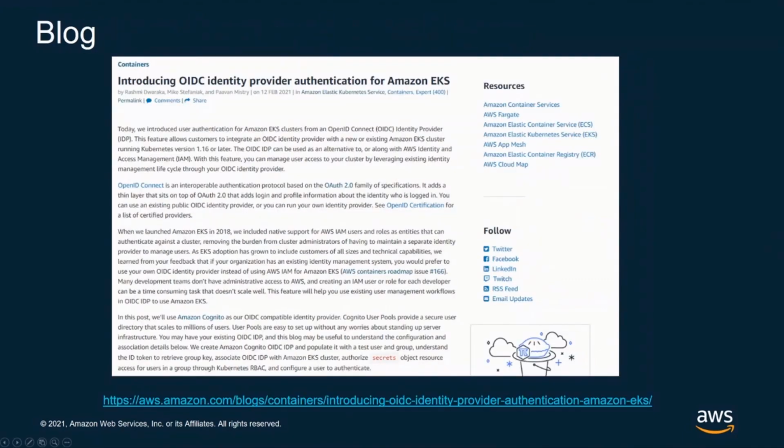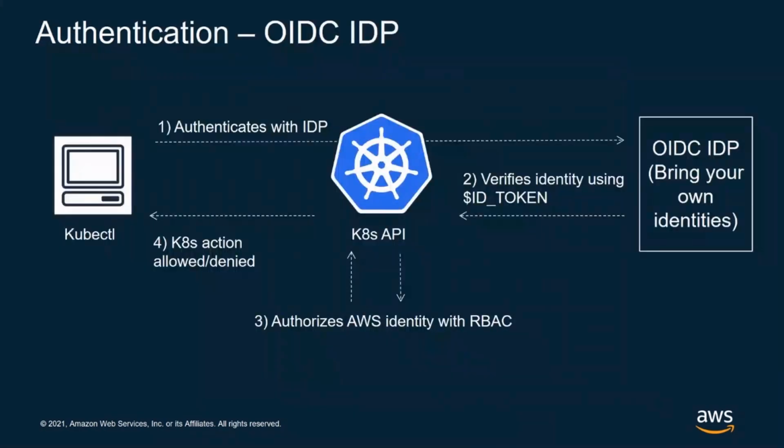To accompany this feature launch, we wrote a blog post to introduce and explain this feature as well. So feel free to refer to this blog. All right, so OpenID Connect is an interoperable authentication protocol based on the OAuth 2.0 family of specifications. It adds a thin layer that sits on top of OAuth 2 that adds login and profile information about the identity who is logged in. You can use an existing public OIDC identity provider, or you can run your own identity provider.